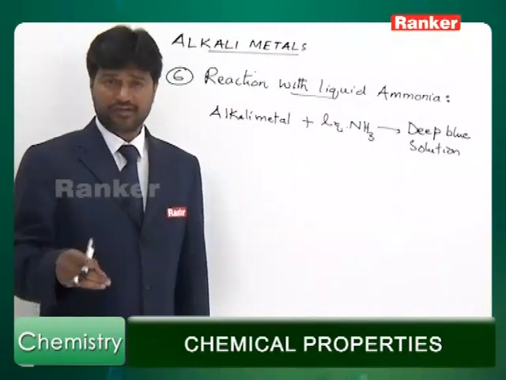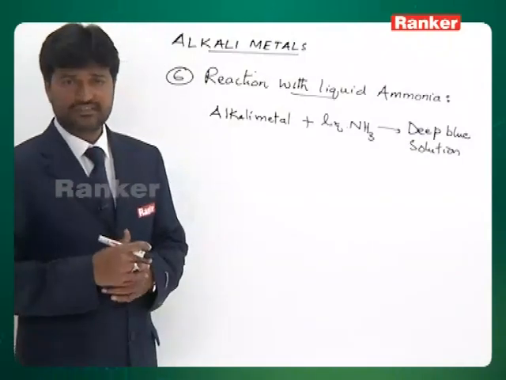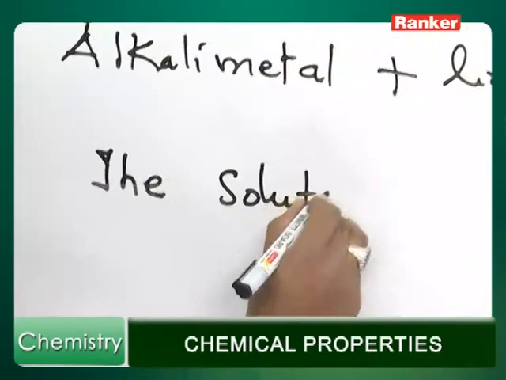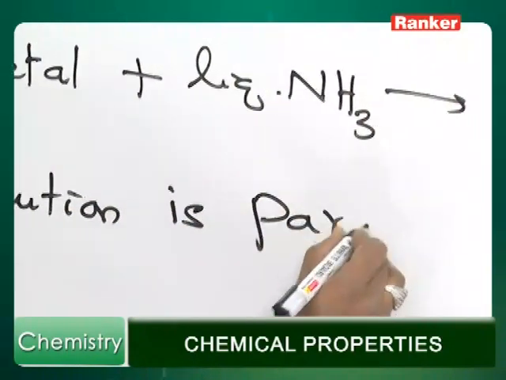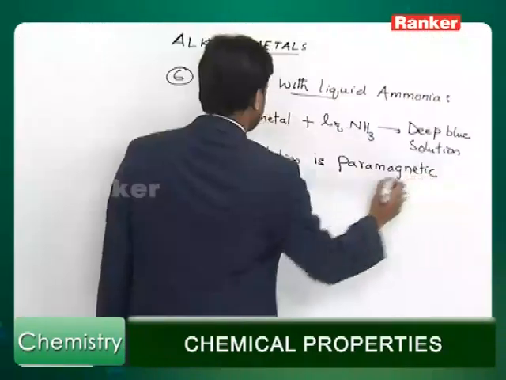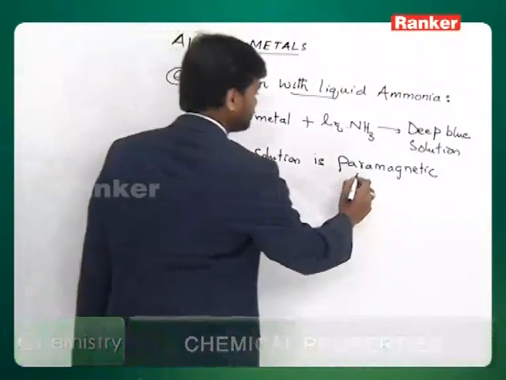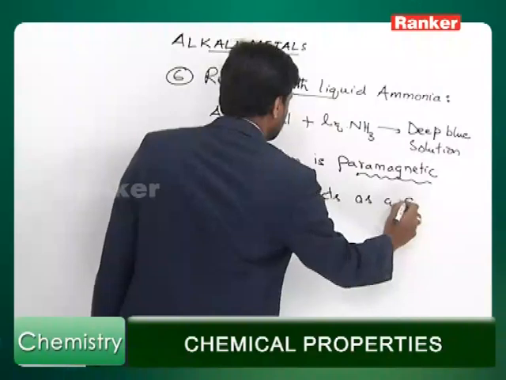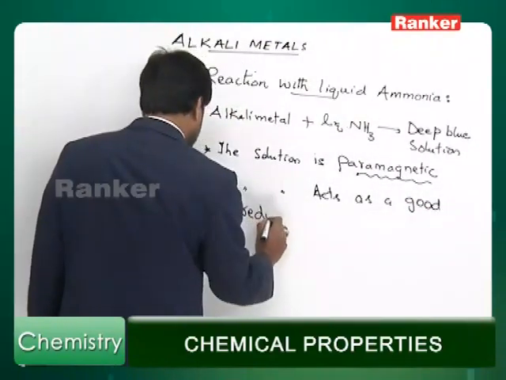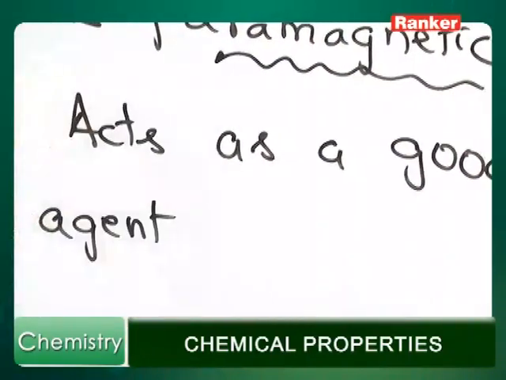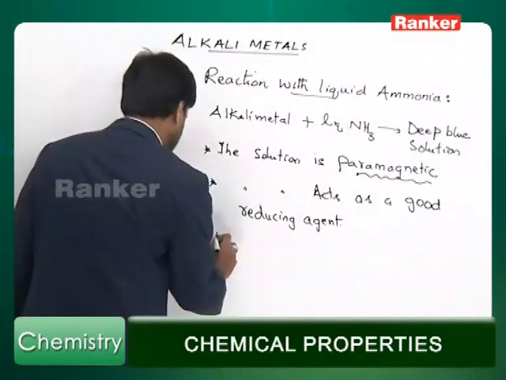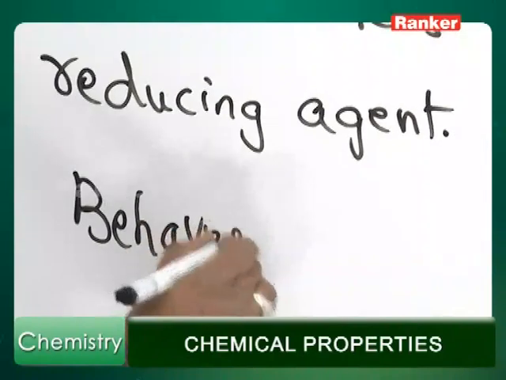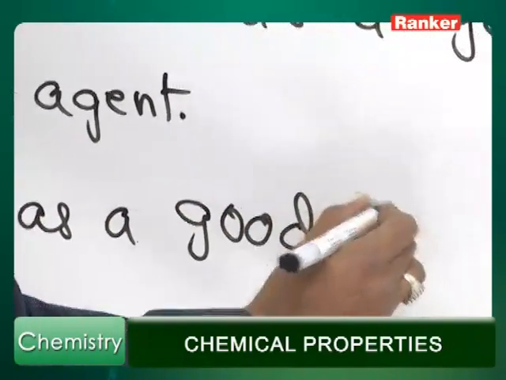Once again, any alkali metal, when dissolved in liquid ammonia, you get a deep blue colored solution. And remember, the solution is paramagnetic. The solution formed will be paramagnetic. And the solution acts as a good reducing agent. And another important feature of this solution is the solution behaves as a good electrical conductor.